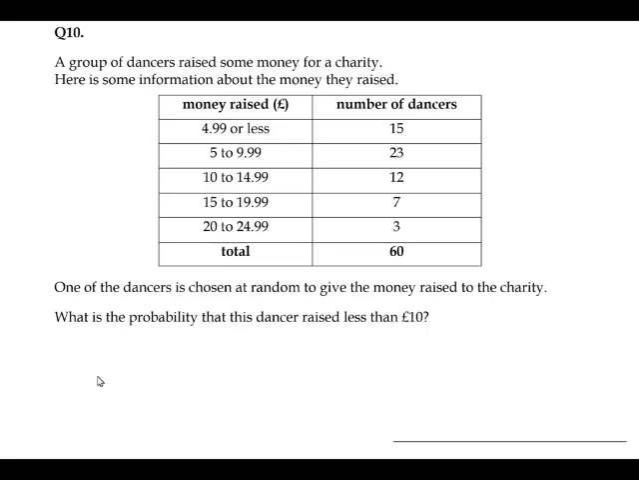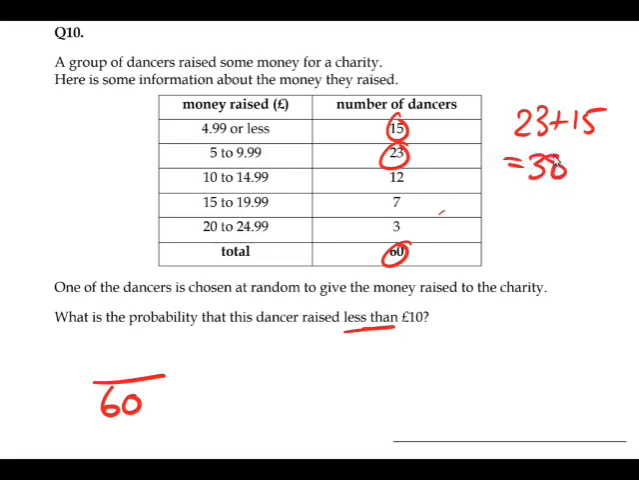So we're looking at our total of 60 people, and then raised less than £10. There were 23 and 15 that raised less than £10. So add those two together to get 38. So 38 dancers raised less than £10. So our probability becomes 38 over 60. You've created a fraction, so put it in your calculator and press equals.